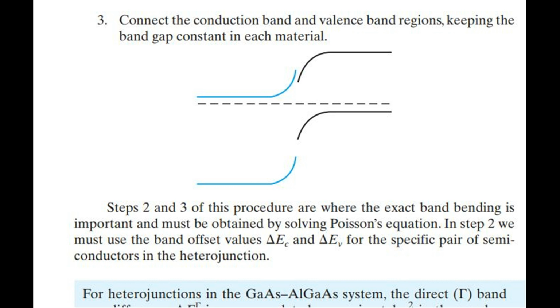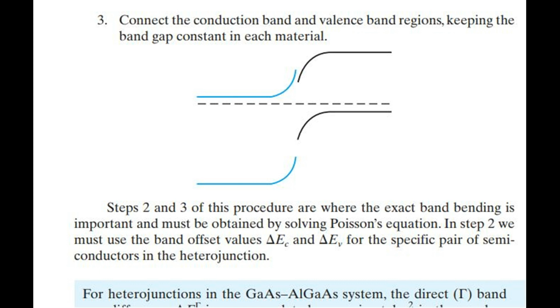Steps 2 and 3 of this procedure are where the exact band bending is important and must be obtained by solving Poisson's equation. In step 2 we must use the band offset values ΔEC and ΔEV for the specific pair of semiconductors in the heterojunction. For heterojunctions in the gallium arsenide-aluminum gallium arsenide system, the direct band gap difference ΔEG is accommodated approximately 2/3 in the conduction band and 1/3 in the valence band.